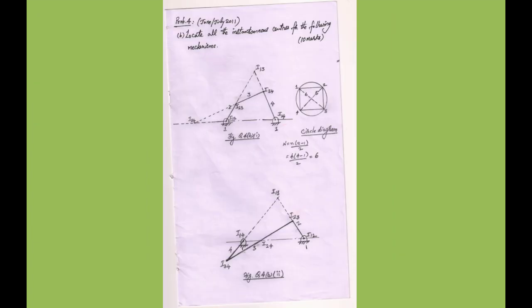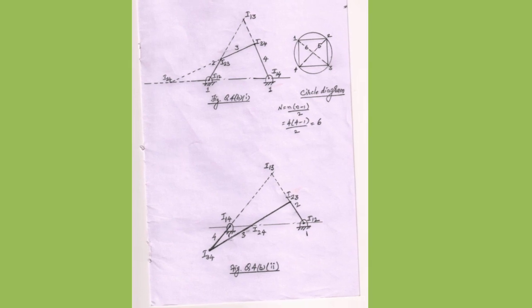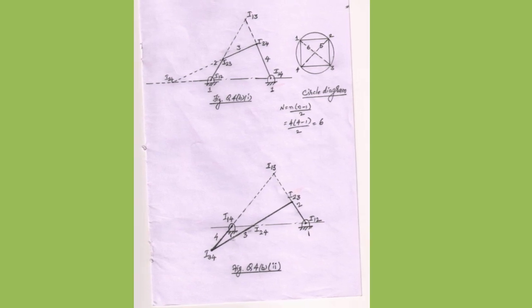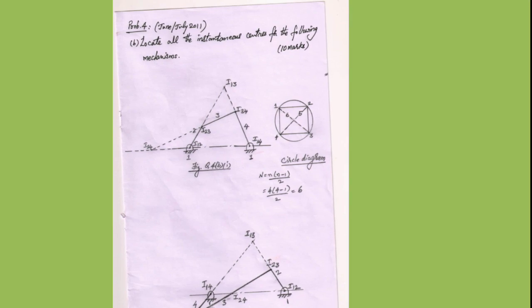Okay, see this question number 4, that is problem 4. It's given in June-July 2011. Simple 4-bar mechanism. Two types of 4-bar mechanism are given, wherein you are just supposed to find out all the instantaneous centers. Everybody knows that in a 4-bar mechanism, the number of instantaneous centers is 6.